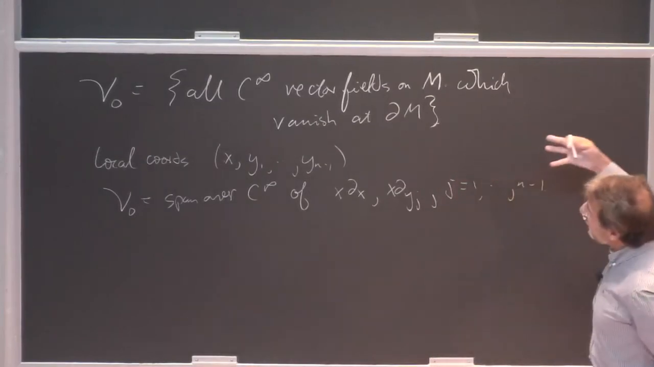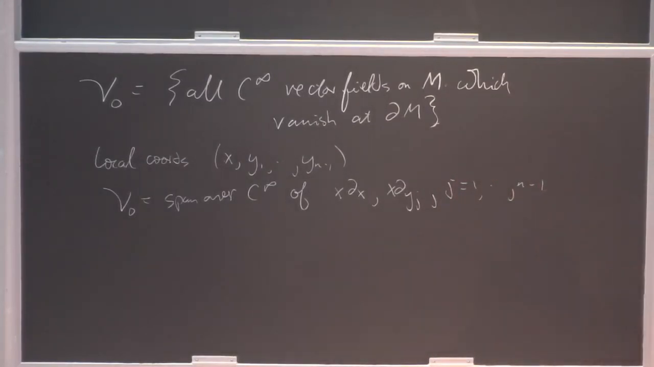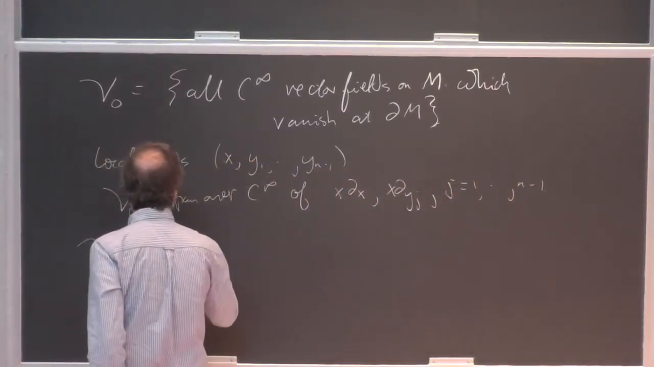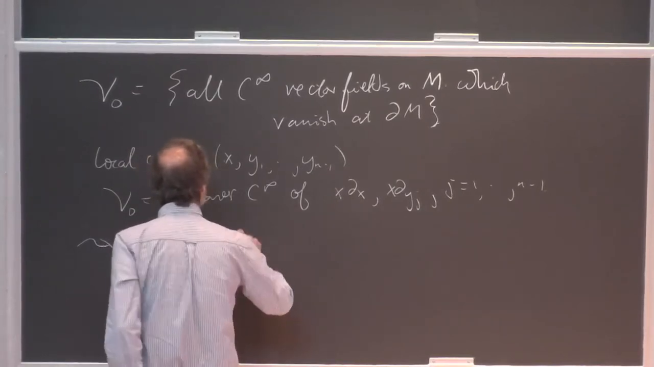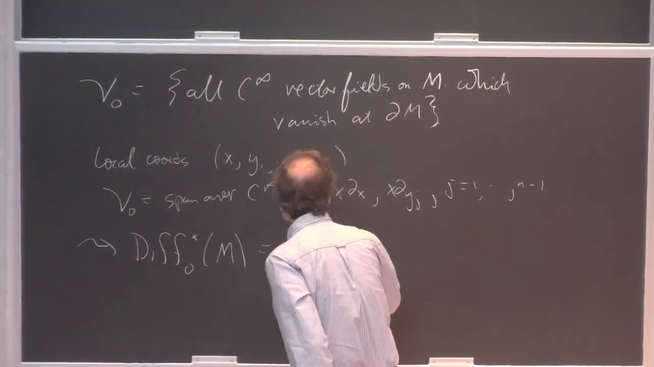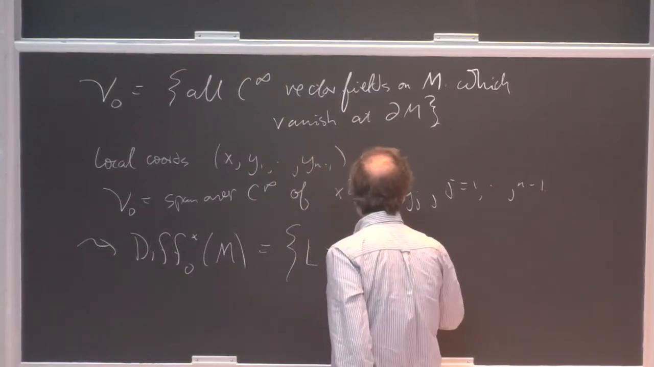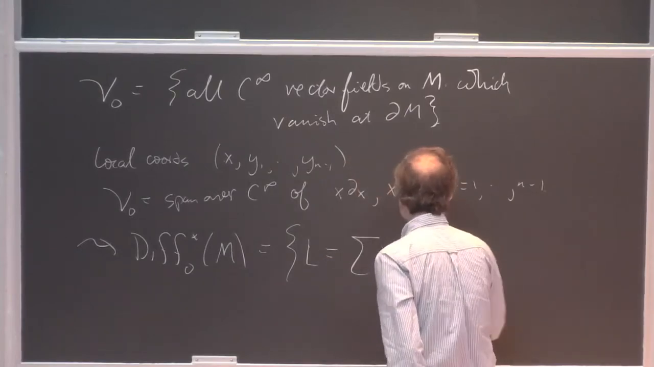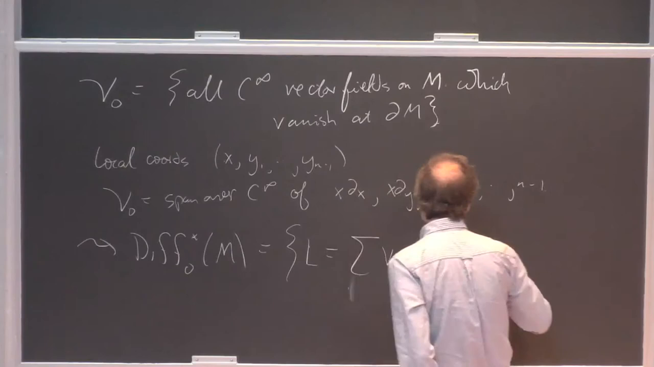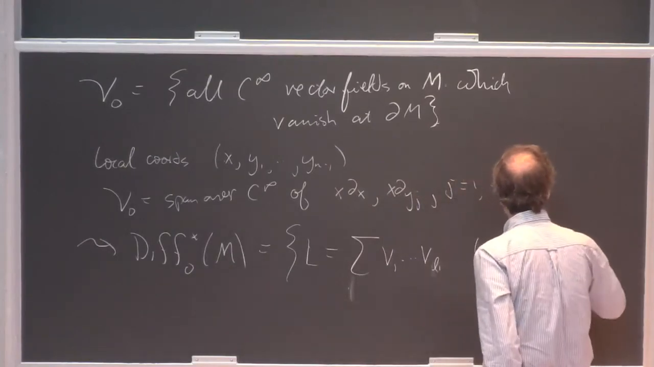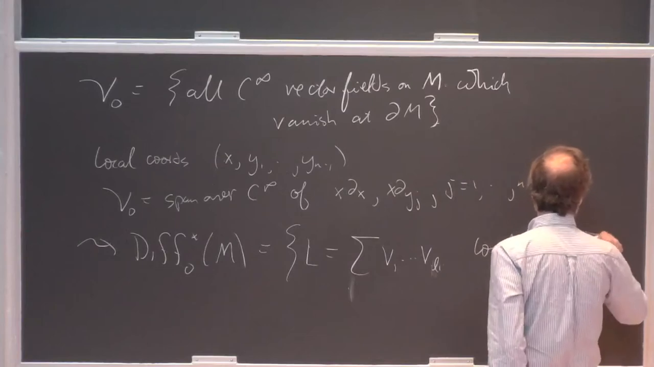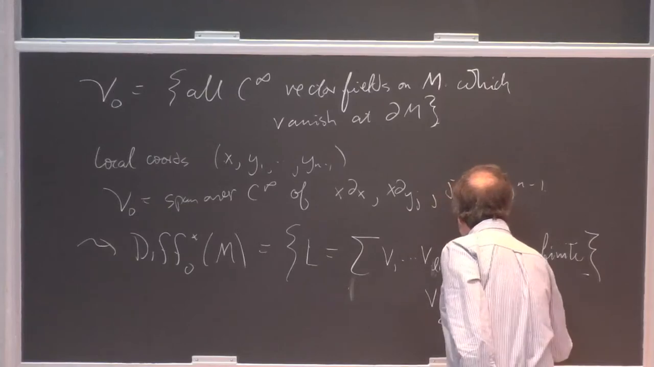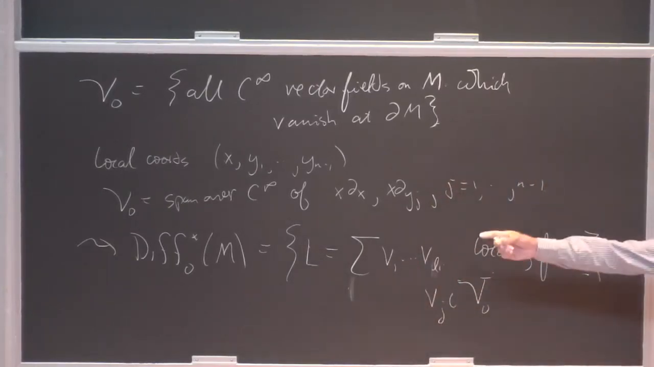Okay, so you can take this as the basic structure, the set of structure vector fields. And then out of this, we can form what I wrote down yesterday as diff 0 star of M. This is a space of all operators L which are locally of the form V1 through VL, a locally finite sum, where each of these Vj are in V0. So just sums of products of these vector fields.